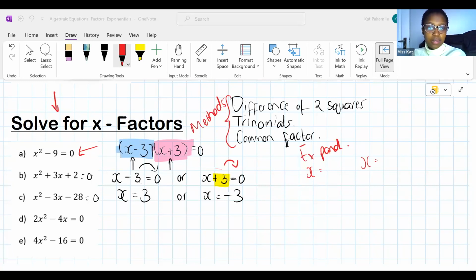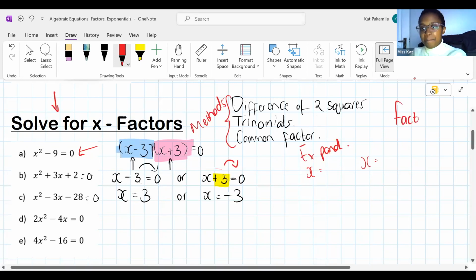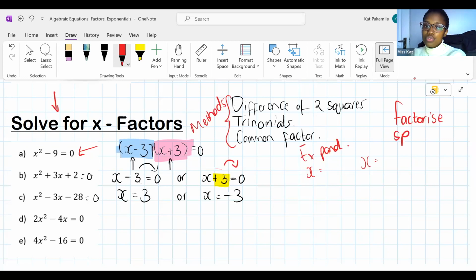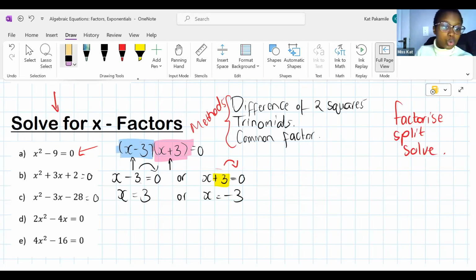You're welcome. Okay, guys. I'm hoping that we are sort of getting somewhere. So you first factorize. So the steps here are you factorize, and then you split them, and then you solve for x. Okay, let's do another example. I think we need to do another difference of 2 squares example.